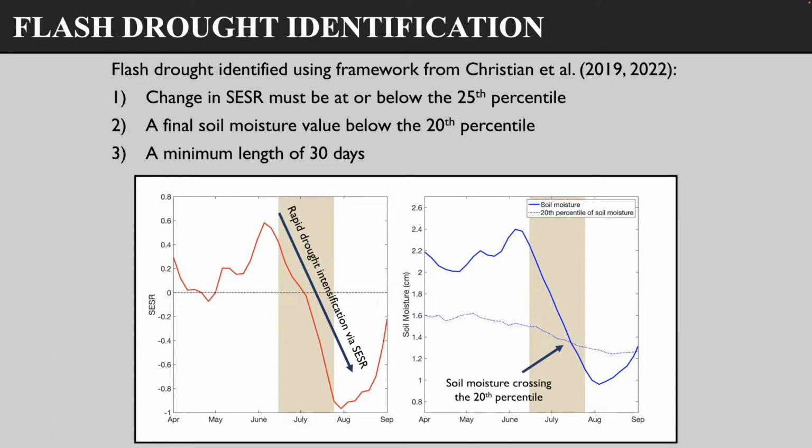And then lastly, just making sure that we separate flash drought periods from dry spells. So making sure that the overall flash drought event is at least 30 days.